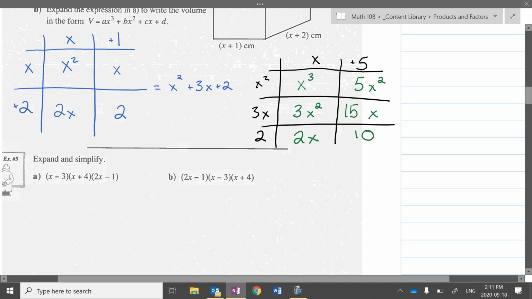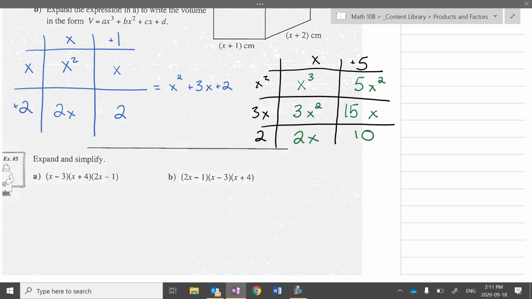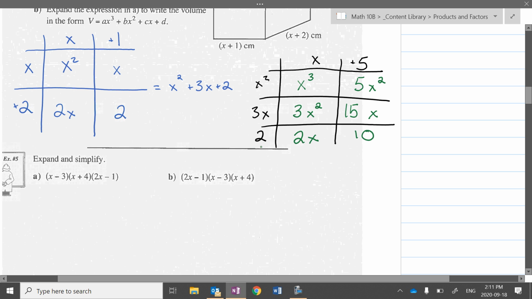So now you actually have to write it out nice and pretty. So our final answer for the volume of our box is going to be x cubed. The diagonal is where your like terms are going to come from. So 5 plus 3 gives us 8x squared plus 17x plus 10.